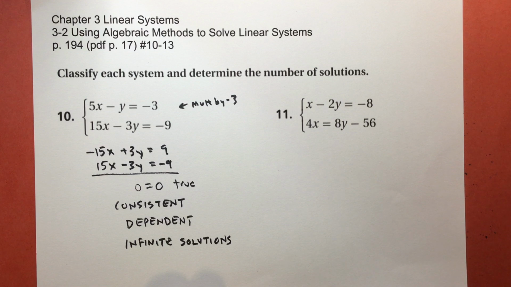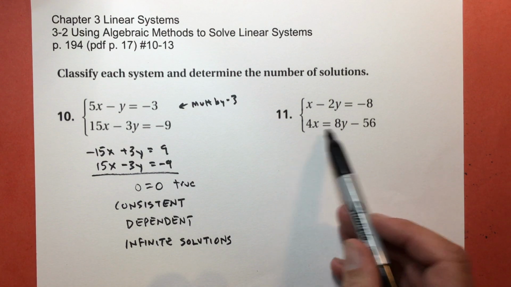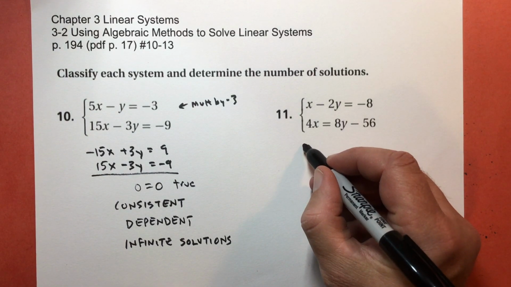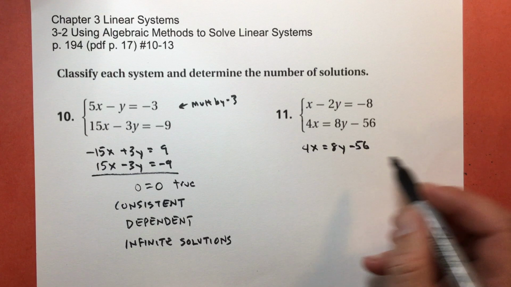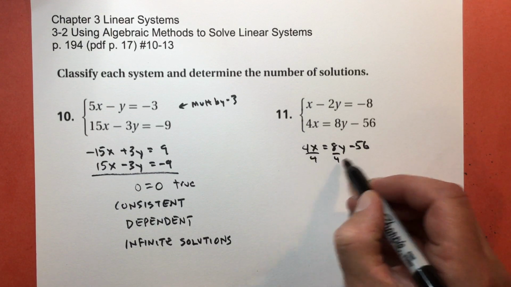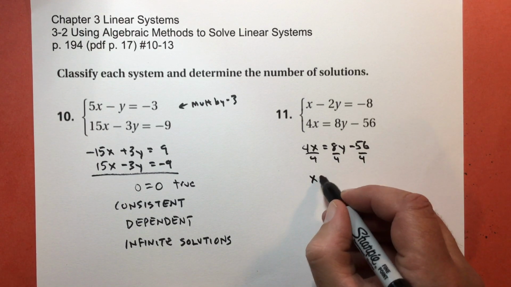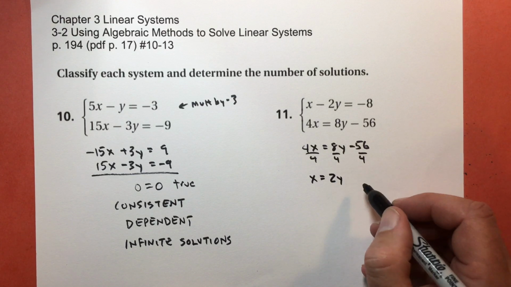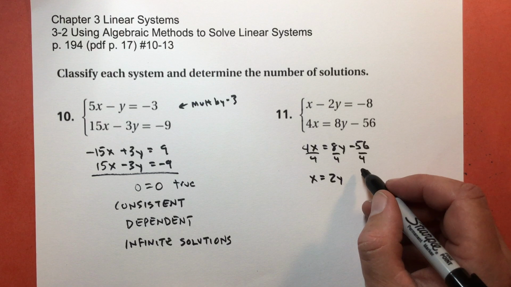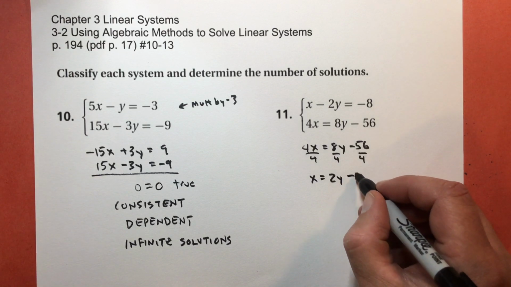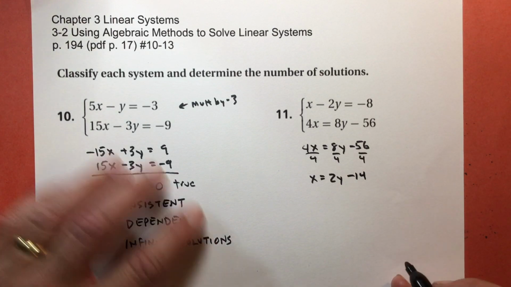Number 11, let's see what we're going to do here. All right. What I think I'm going to do is solve this by substitution. I'm going to try 4x equals 8y subtract 56. I'm going to divide everything by 4. And I get x equals 2y. What's -56? Let's see, that'd be 14, minus 14. All right, now watch what happens.